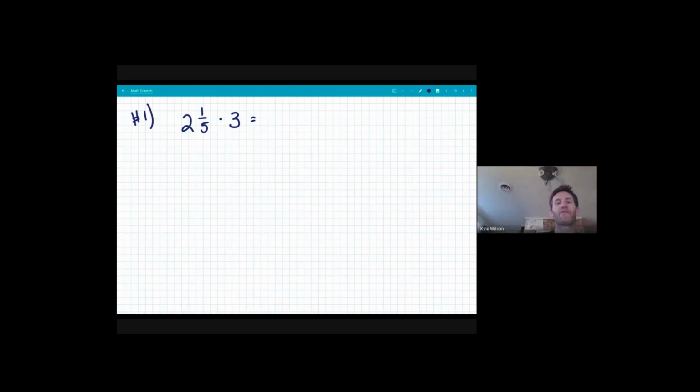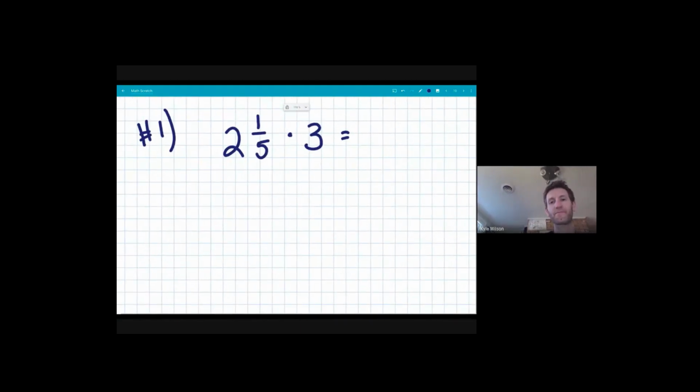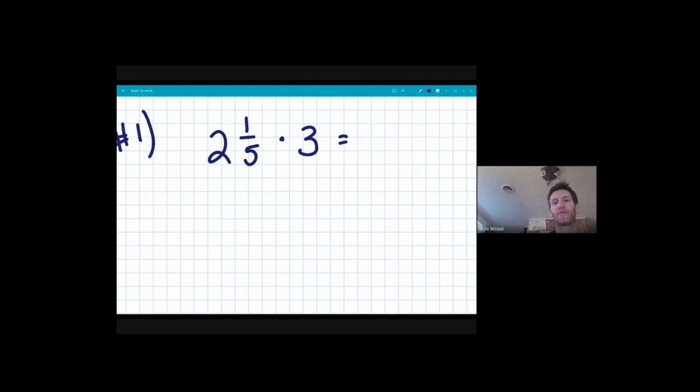The first problem I have right here is 2 1/5 times 3. So one thing I'm going to do is I'm going to write the problem out. I'm going to have my pencil, my paper ready to go. That's the best way to learn this material. And I have to address this mixed number. All right, so I'm going to rewrite it, and I'm going to take that mixed number. I'm going to convert it into that fraction greater than 1.